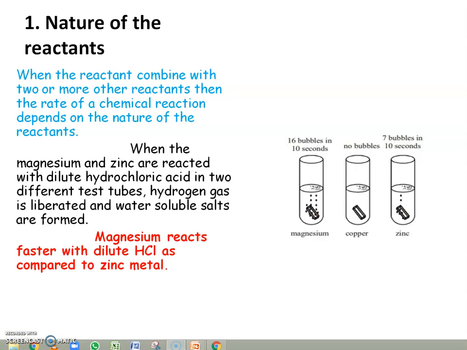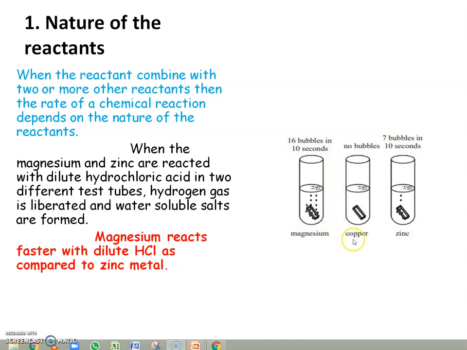Look at this example. When magnesium and zinc are reacted with dilute hydrochloric acid in two different test tubes, hydrogen is liberated and water soluble salts are formed. Magnesium reacts faster with dilute HCl as compared to zinc metal. In this diagram you can see that when magnesium metal is reacted with dilute hydrochloric acid, 16 bubbles are evolved in 10 seconds.